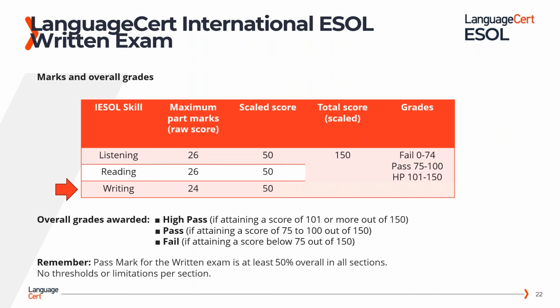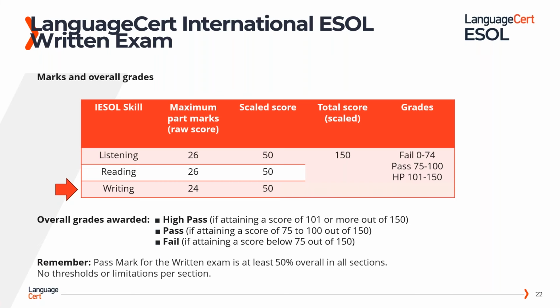What about marking and grading now? When do candidates get a pass, a high pass, or a fail? In the table here, you can see a summary of the maximum raw and scaled scores candidates can get per skill assessed. Please focus on the writing component first of all.